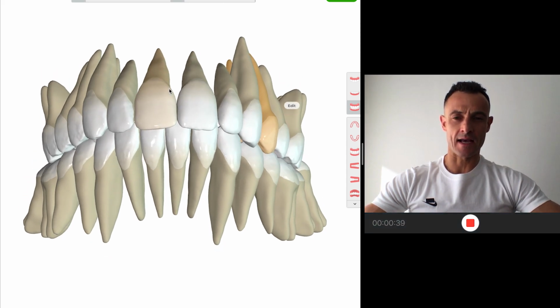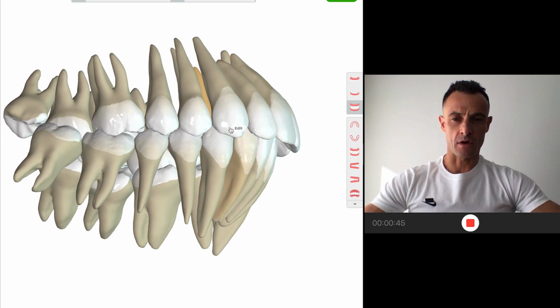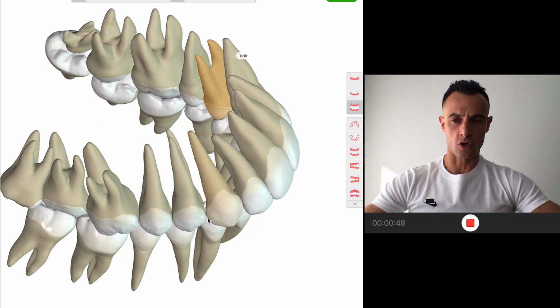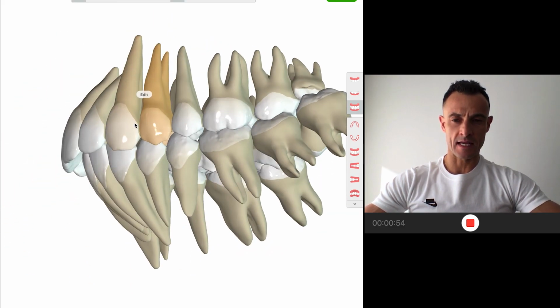It's a class 2, as you can see. The upper midline is deviated to the left. The severe class 2 on the right, also crossbite on the right. And also here you can see some class 2 on the left.